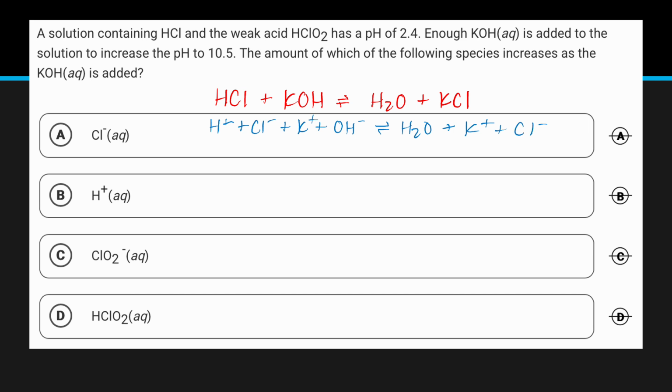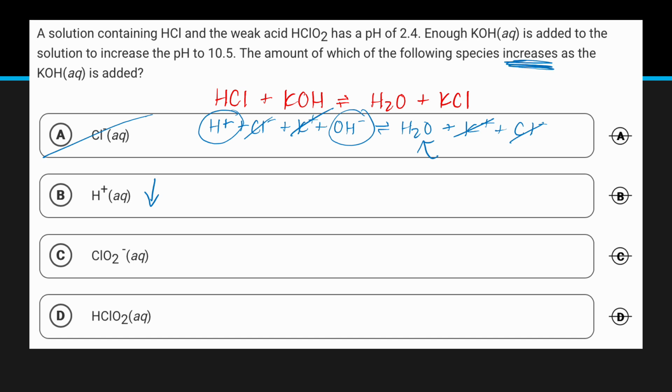So as you can see, chlorine is not going to change because it is a spectator ion. So increasing KOH is not going to do anything to chlorine, so it's going to be an automatic cross out here. We are also getting rid of K+, which is not one of our options. And as you can see, our H+ is being consumed by the OH- in potassium hydroxide to form water. So we are actually decreasing H+, and it's asking for what is increasing.